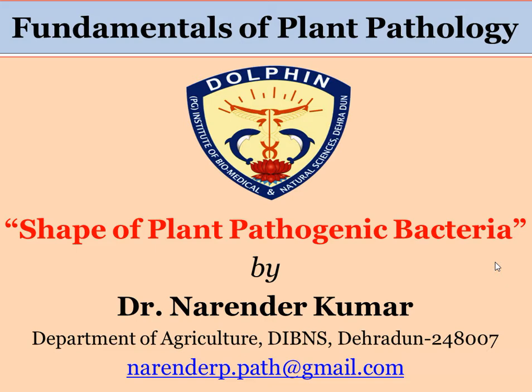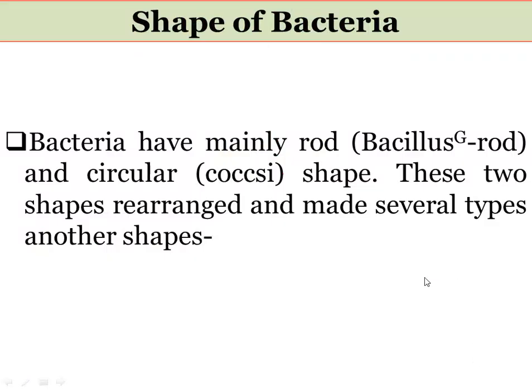Today we will discuss the shape of plant pathogenic bacteria with suitable examples of plant bacterial diseases. Among the bacterial world, two shapes are common and very popular: Bacillus and Coccus. Coccus represents the circular structure, right? Whereas Bacillus represents the rod structure. In the Greek language, Bacillus means rod. Bacillus means rod. You can see here.